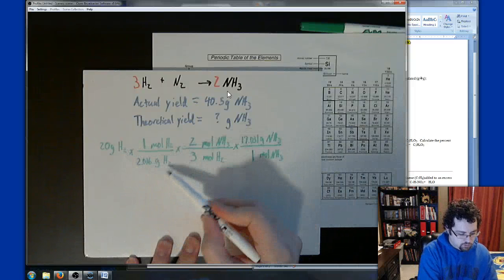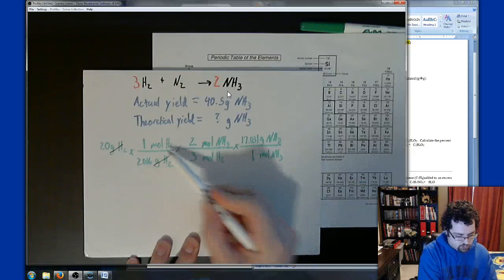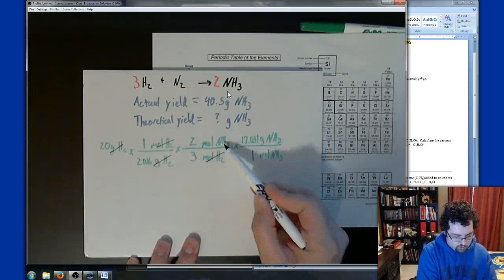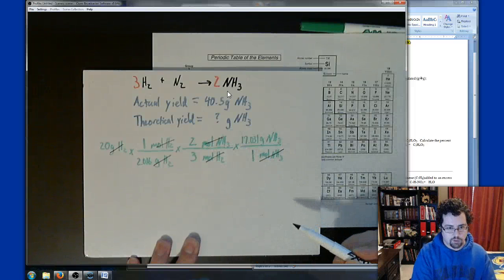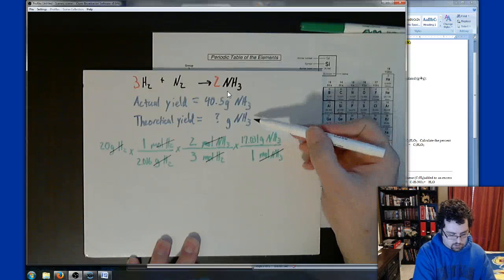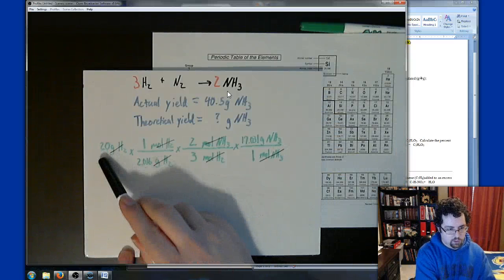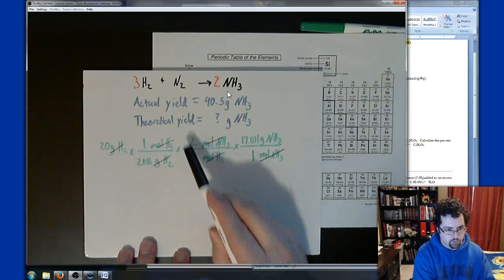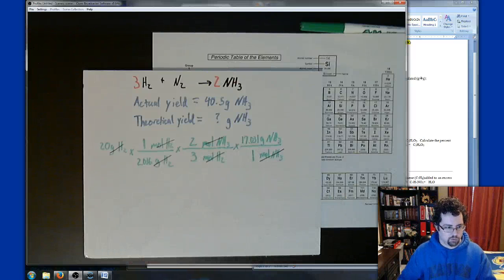Okay, so let me double check my units. Grams of H2 on the bottom, so those guys will cancel out. Moles of H2, so those guys will cancel out. Moles of NH3, those guys will cancel out. So the units I'll be left with are grams of NH3, and that's what I want. Okay, so the math in this is going to be 20 divided by 2.016 times 2 divided by 3 times 17.031.